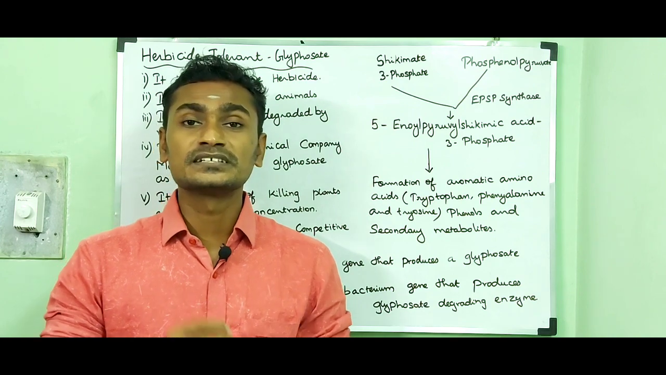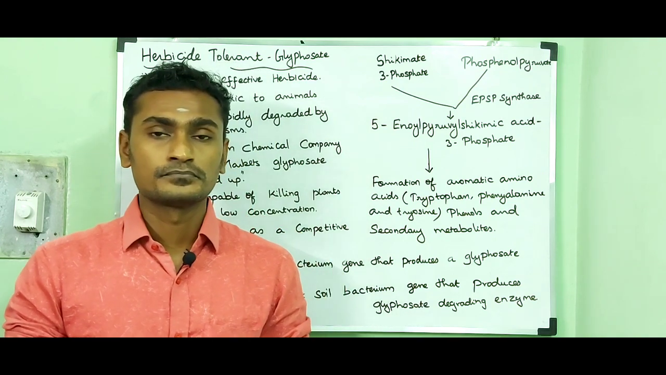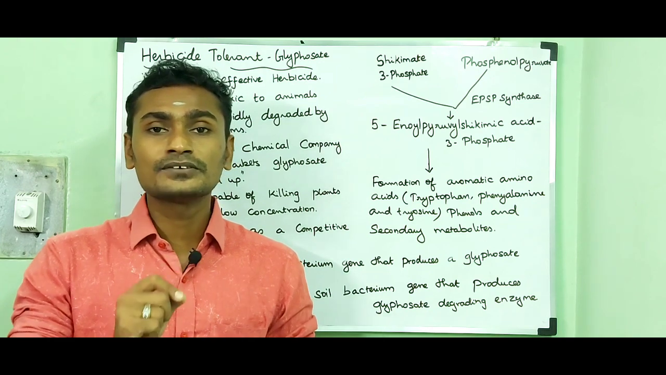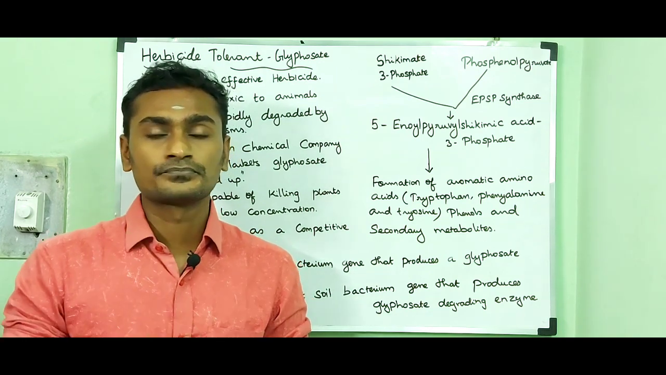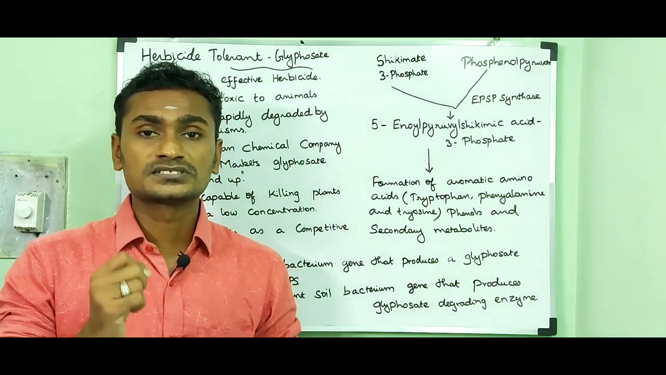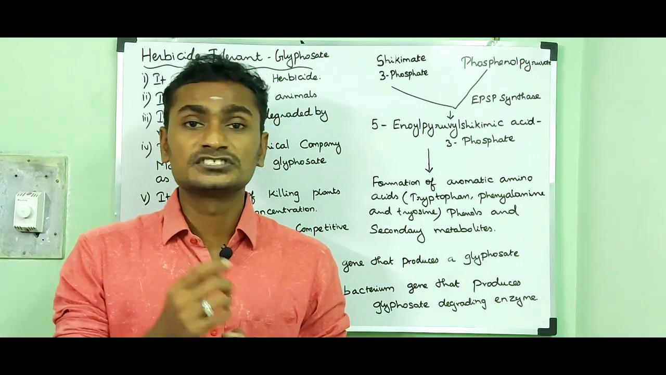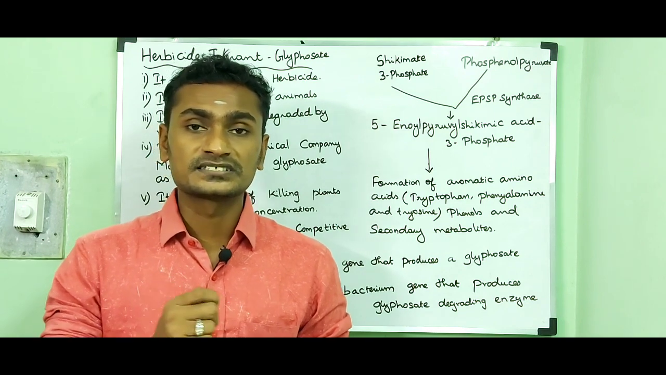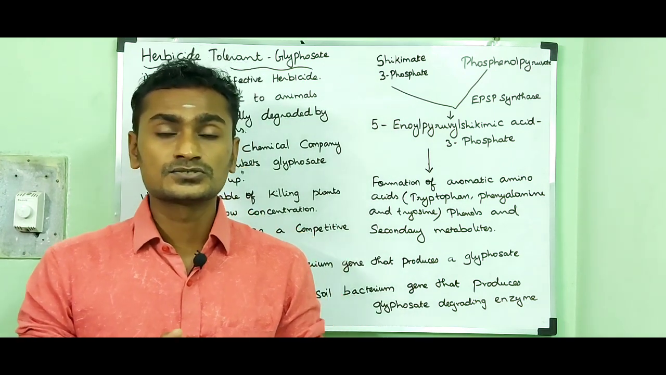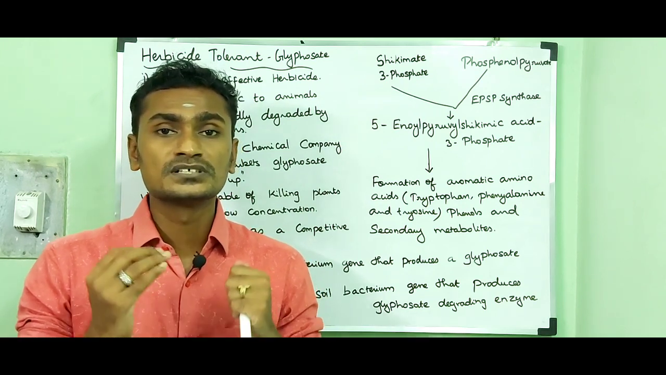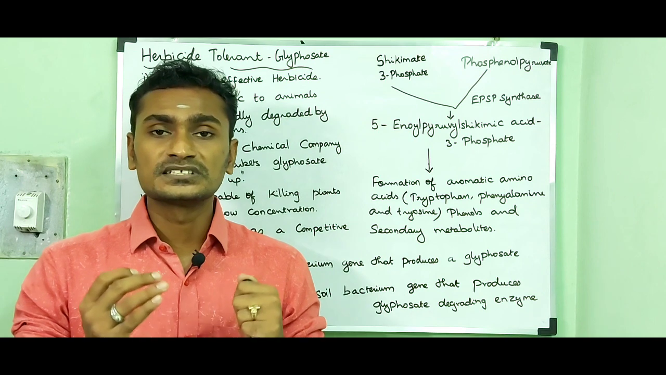Why do we have to create herbicide tolerant plants? Because in the agricultural field, weeds grow along with the commercial crop, and they compete with the commercial crop for sunlight, water, nutrition and space. Not only that, they can act as carriers for insects and disease causing agents. So weeds are a big menace to the commercial crop. They can reduce the crop yield significantly.